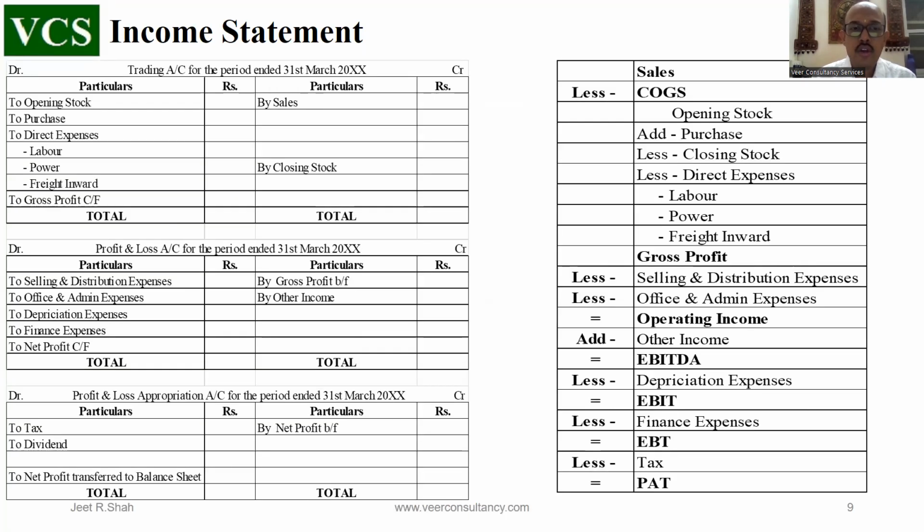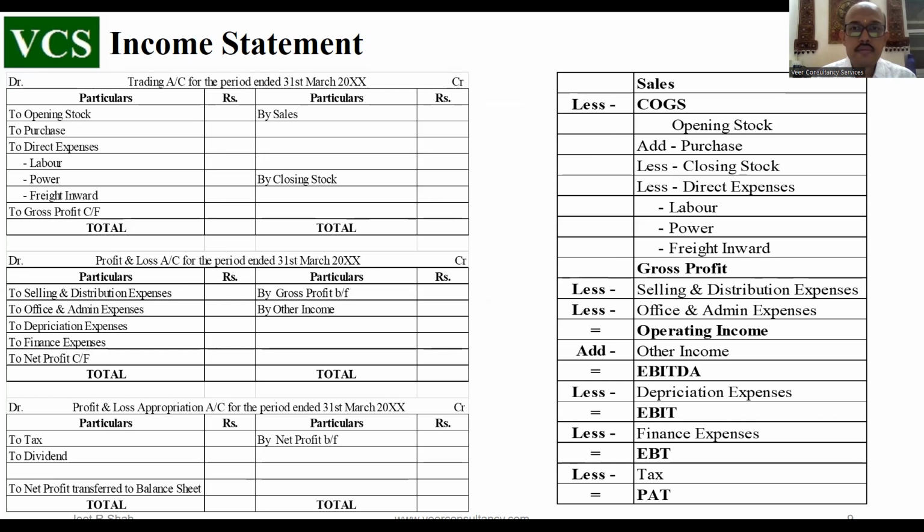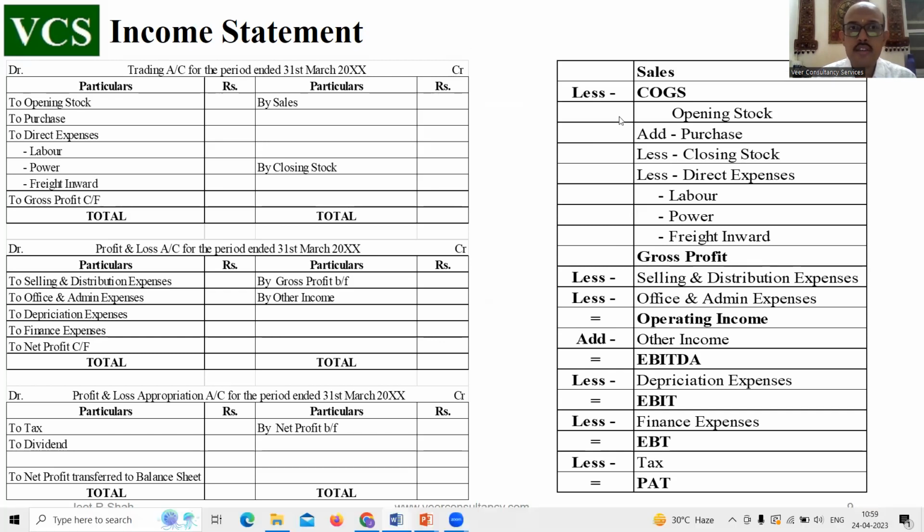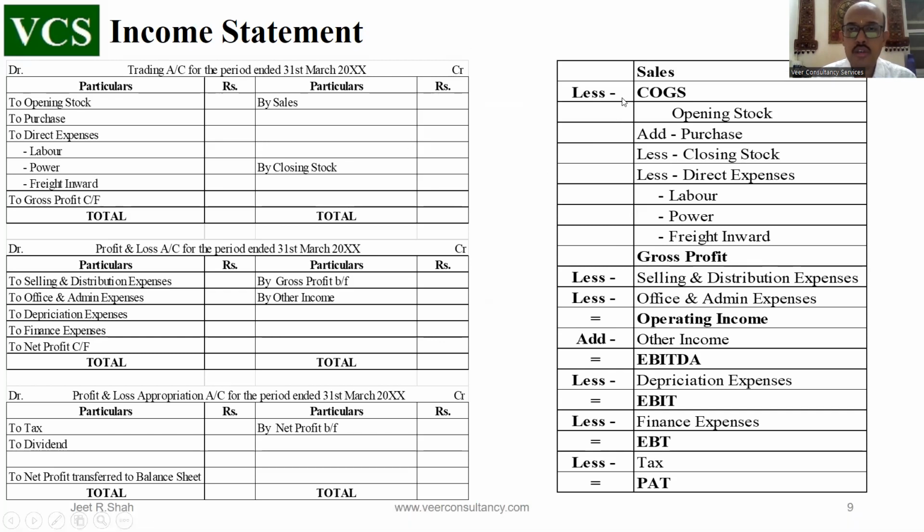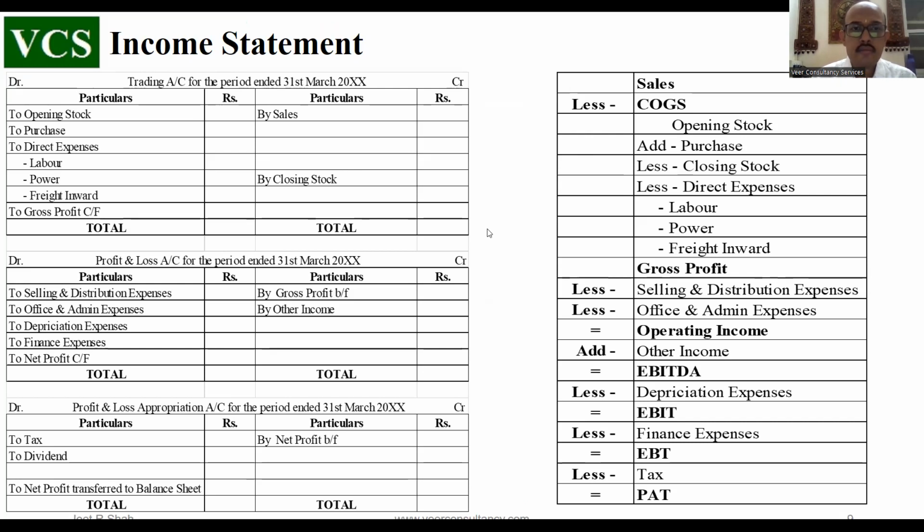However, in this case, I have tried to show the P&L account, that is this part. The same details are there. However, they are shown in a vertical format as compared to the old T-shaped accounting that we did. Okay. We'll do this in detail as we go ahead in the videos to come.